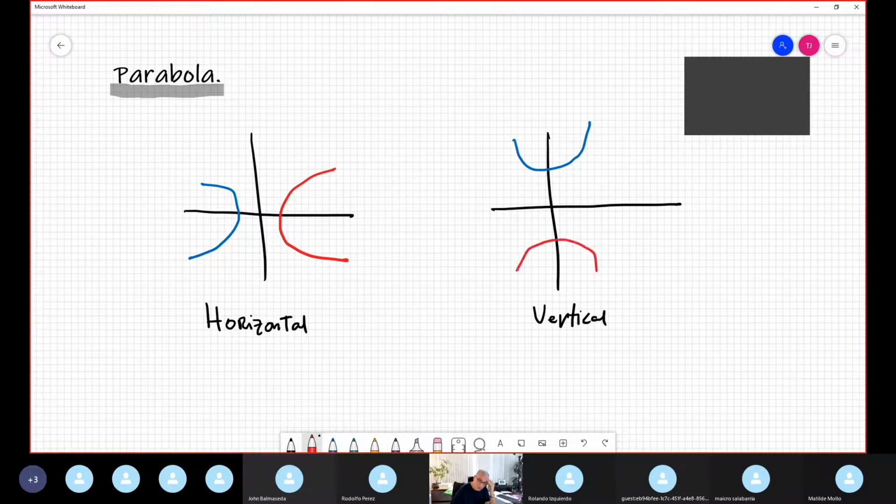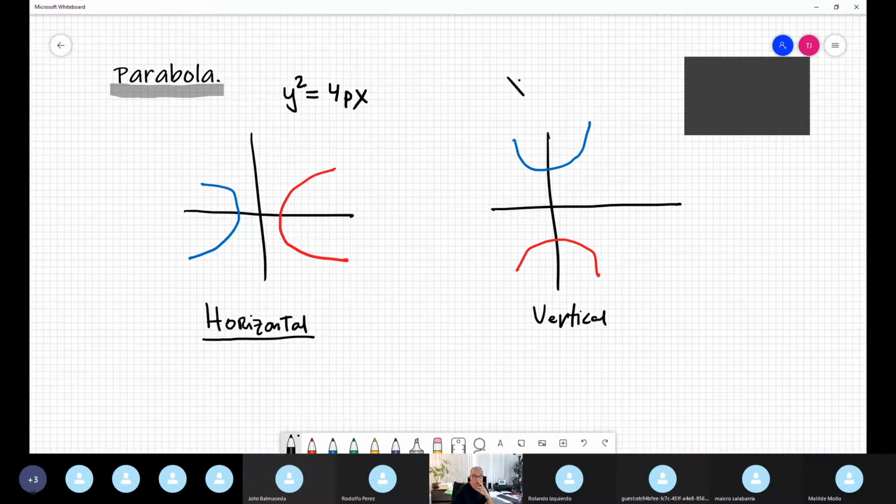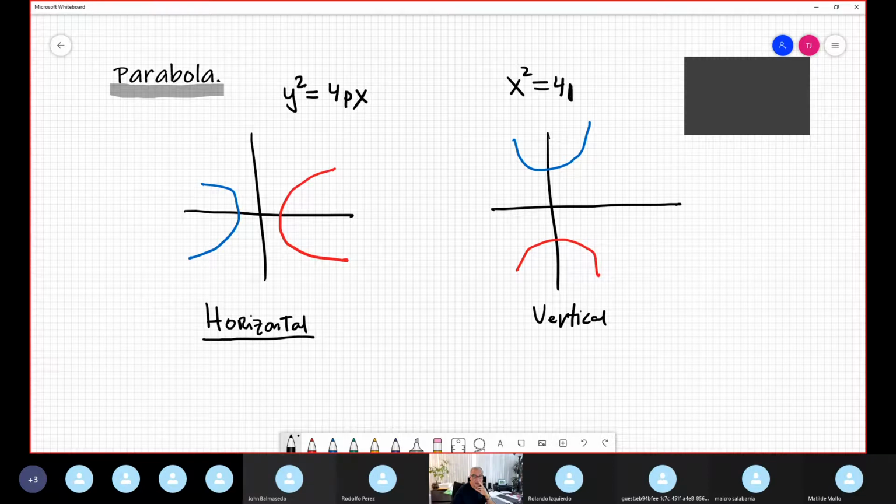How do you know that? Well, by the equations. Suppose this parabola, the equation is y squared equal 4px. In this, you see that the quadratic part is in y, that immediately identifies the horizontal. And the vertical, no, the vertical is x squared equal 4py. Okay, entonces super easy the identification.